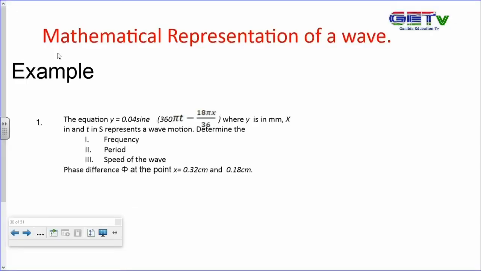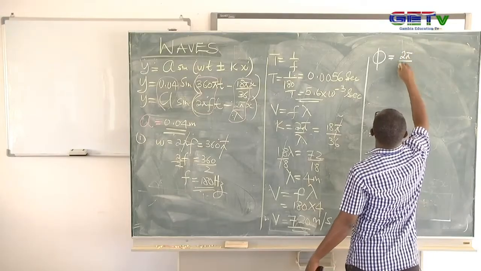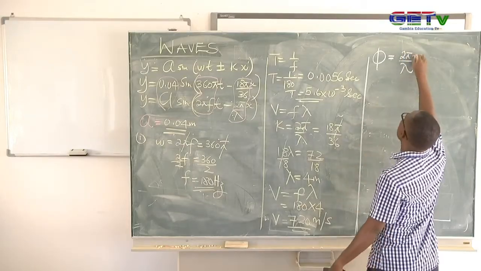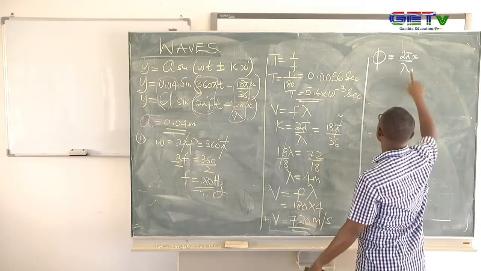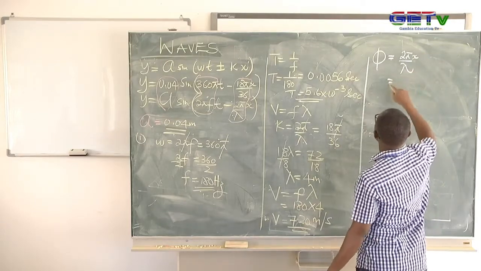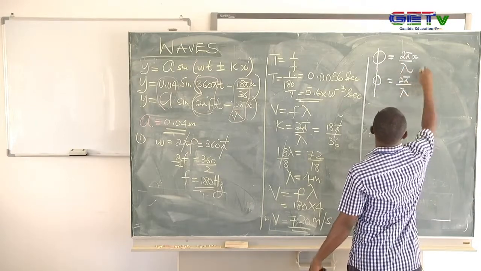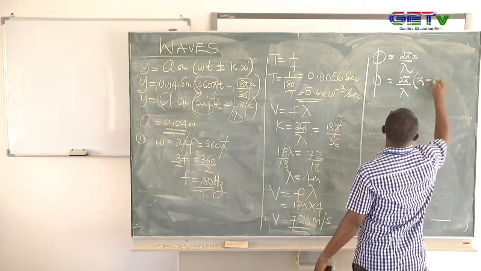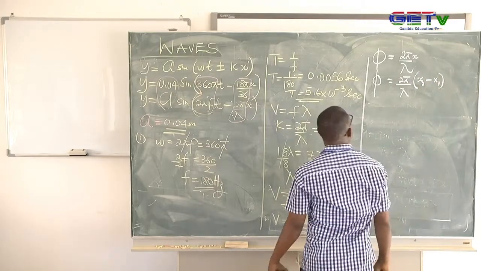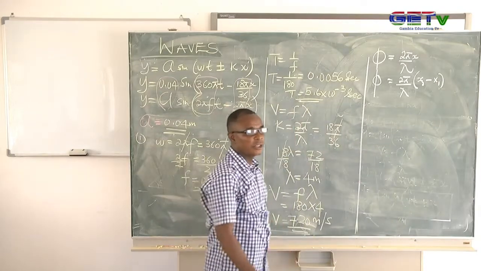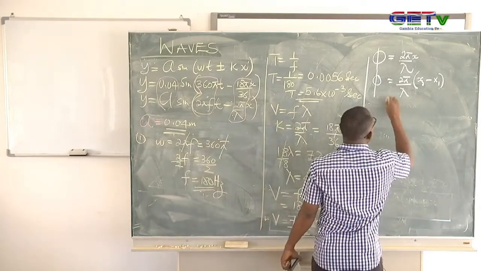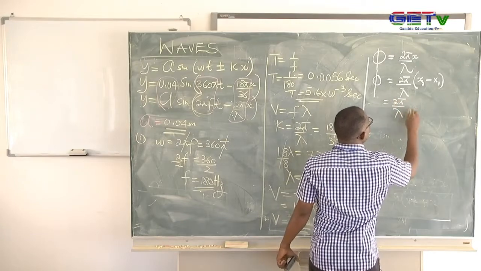Now I want to move to the last question. It says, what is the phase difference? Remember the phase difference was 2 pi over lambda times the difference in position. What is the phase difference at some point x? Here x is the position of the wave particle at some later point, with respect to the first position. So we have 2 pi over lambda, into the difference.